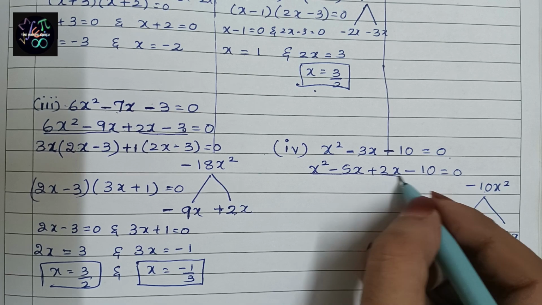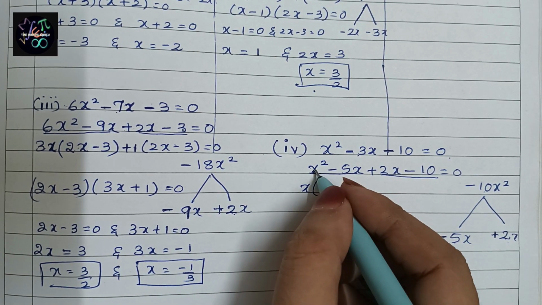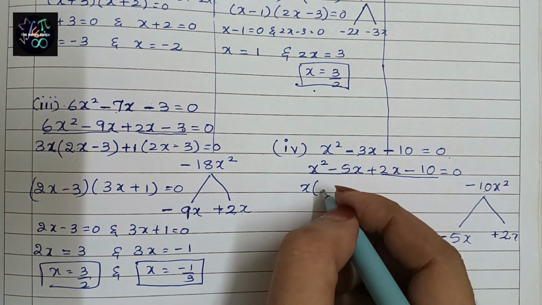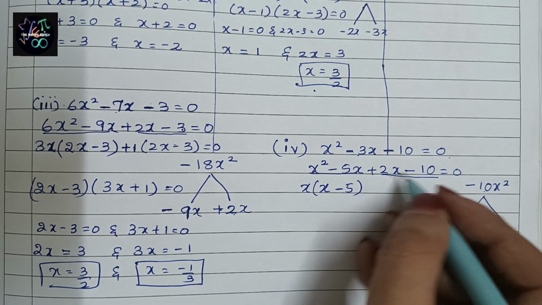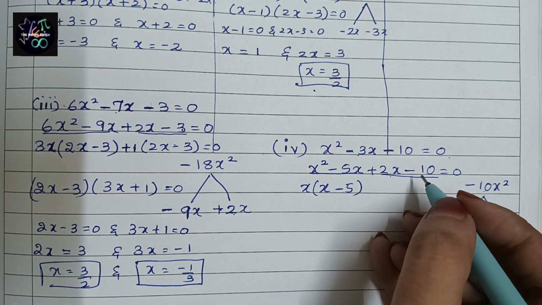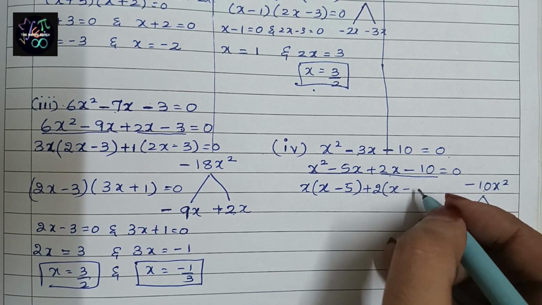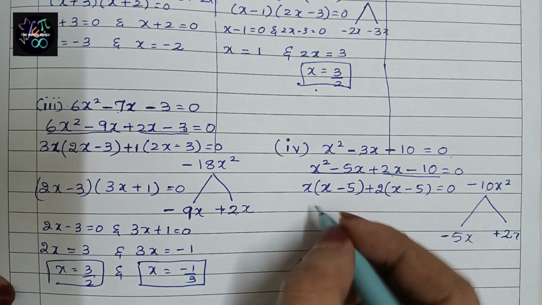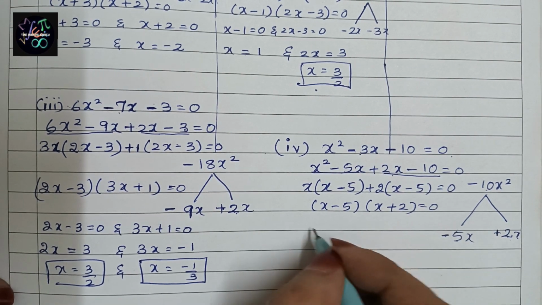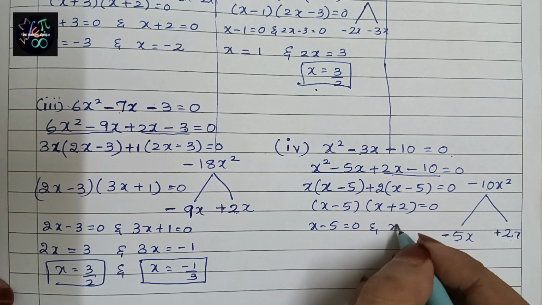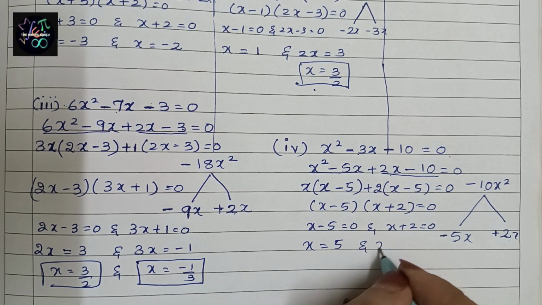Now first group, second group. In the first group what is common? Only x is common, so I'll write x common. Here x square, that means x common, x remains, and 5 remains. Here what is common? We can see 2 is common, because in the 2 table 10 comes, so I'll take 2 common. If 2 is common, x remains. 2 how many is 10? 2 5s are 10. The common bracket is x minus 5, x plus 2, equal to 0. X minus 5 equal to 0 and x plus 2 equal to 0. So x is equals to 5 if we take this side, and x is equals to minus 2.